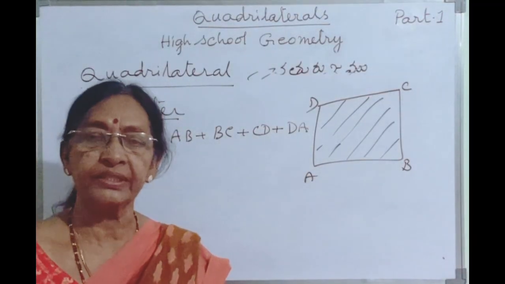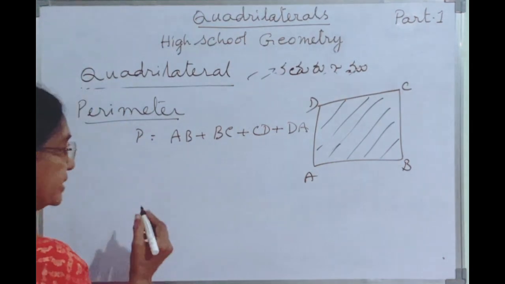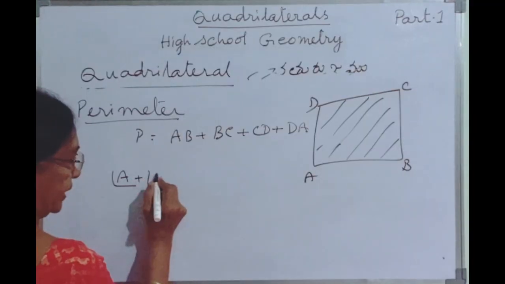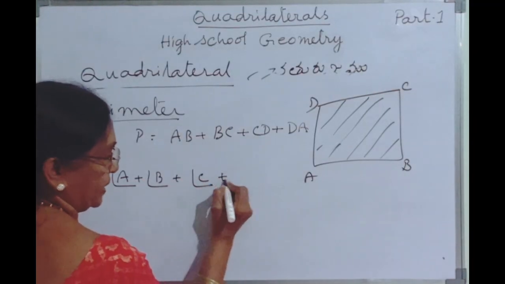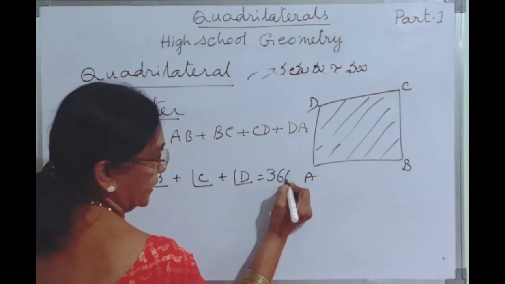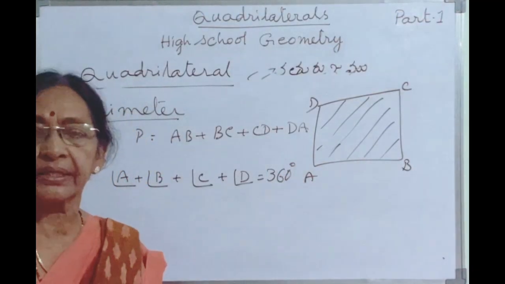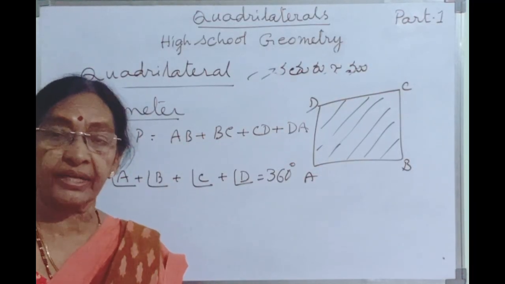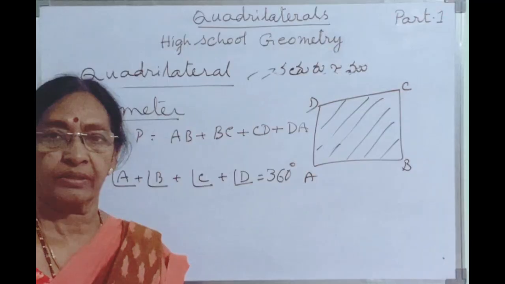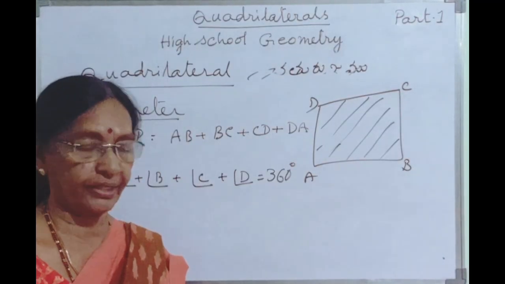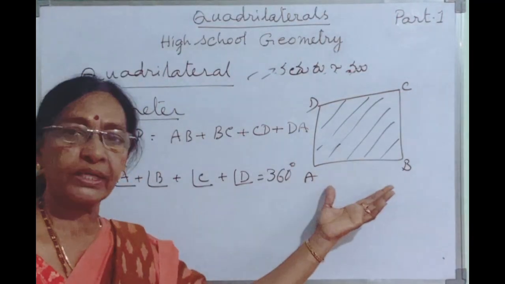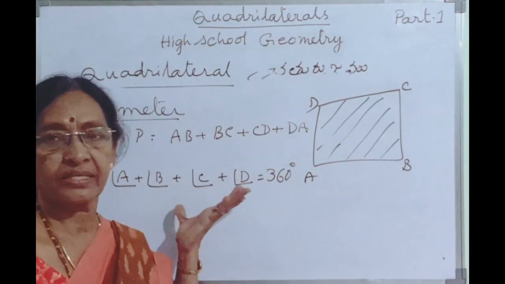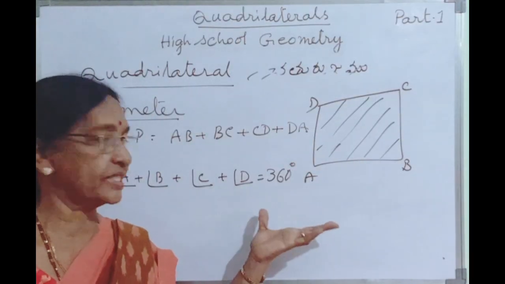Next, the sum of the interior angles of a quadrilateral is 360. That is, angle A plus angle B plus angle C plus angle D is equal to 360 degrees. Sum of the interior angles of a triangle is 180 degrees. Here the sum of the angles of a quadrilateral is 360 degrees. Sum of the angles, meaning here the interior angles. Sum of the interior angles of a quadrilateral is 360 degrees.